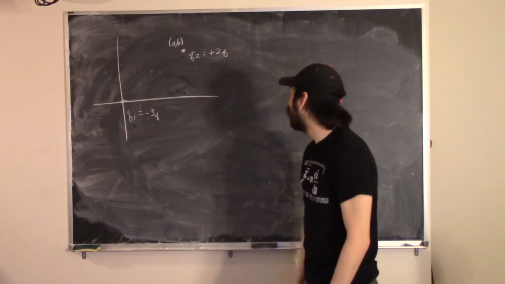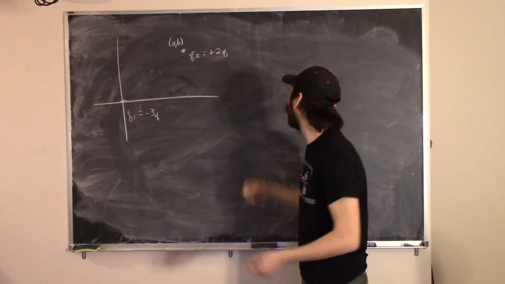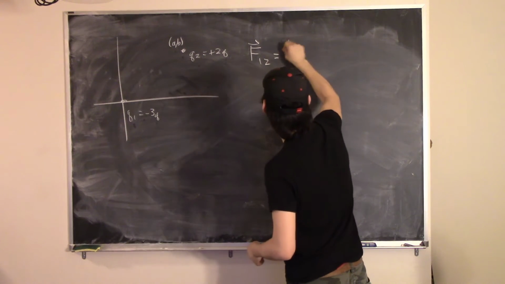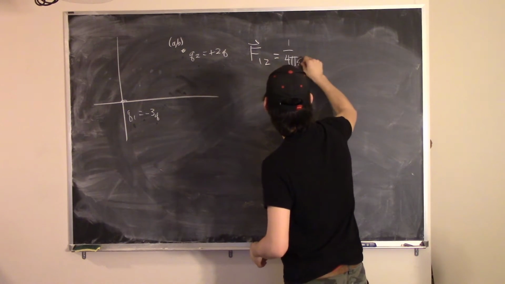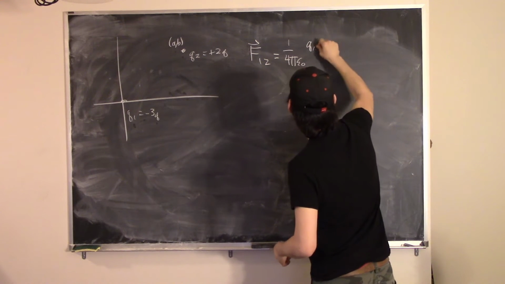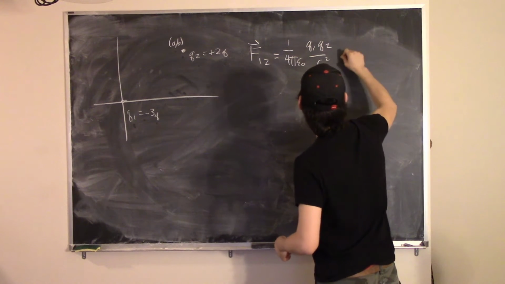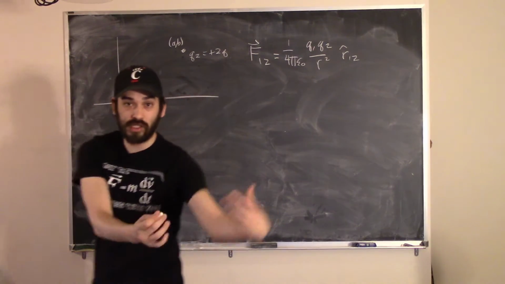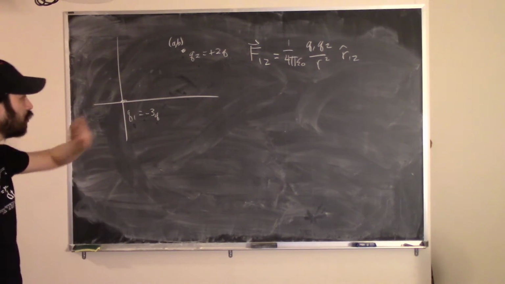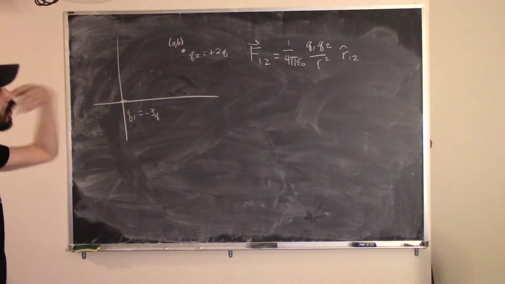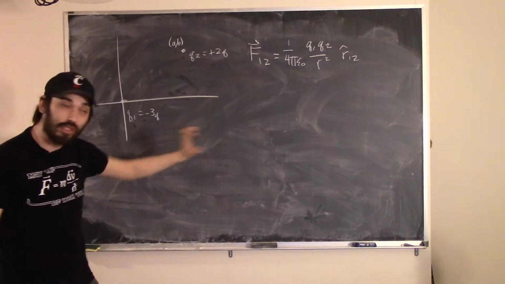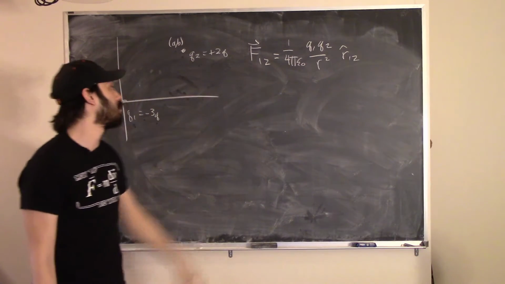So to determine this, what we can do is start by writing down Coulomb's Law. That's to say that F vector 1,2 is equal to 1 over 4 pi epsilon naught, Q1 Q2 over R squared times R hat 1,2. Okay, now we can pause here, now that we have our equation, and ask ourselves: what are the things in this equation that I need to determine in order to evaluate it?